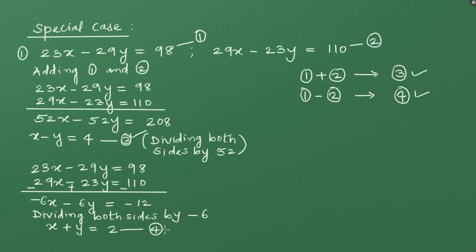Now you have equation 3 and equation 4. Now equation 3 and 4 are to be solved simultaneously to get the value of x and y. Equation 3 is x minus y equals 4 and equation 4 is x plus y equals 2. Now simply if you add these two equations, y gets eliminated and you can get the value of x.